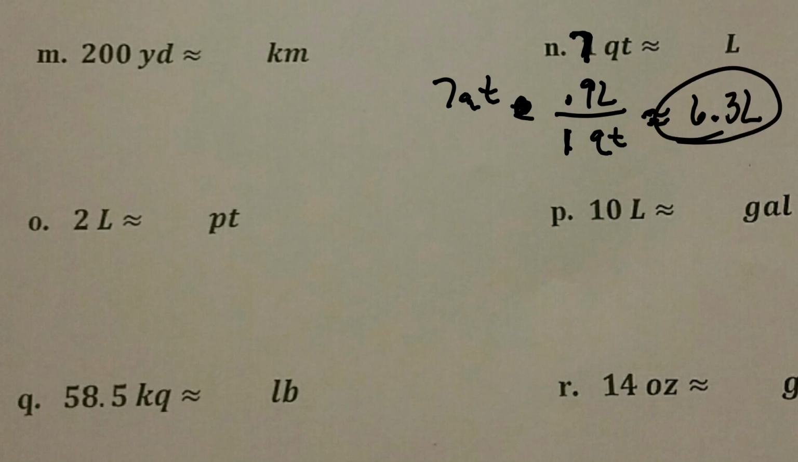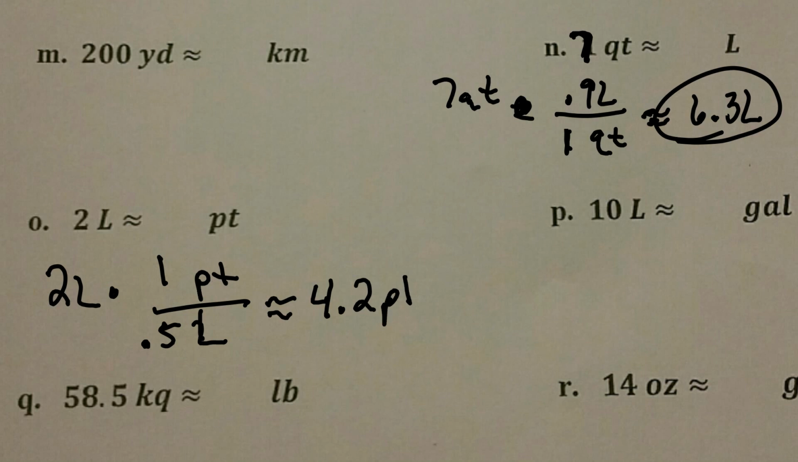2 liters to pints. So 2 liters, I'm going to multiply by pints all over liters. And I look and see that 1 pint is about 0.5 liters. So you could do 2 divided by 0.5. It's about 4.2 pints. You also could have flipped it, or you could have used the different conversion where you had 1 liter on the bottom and 2.1 pints on the top.